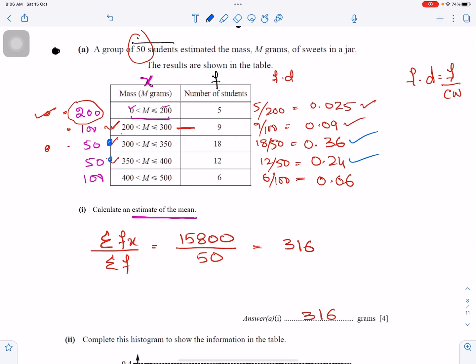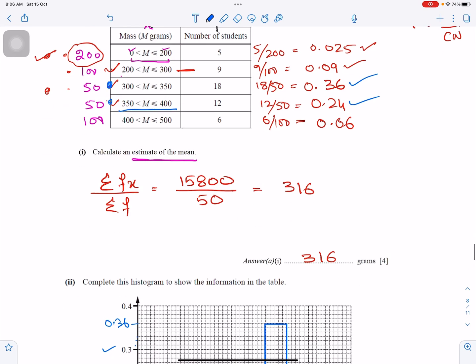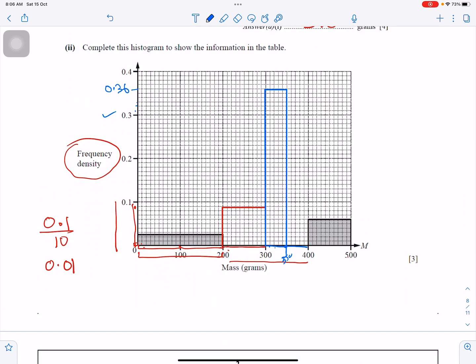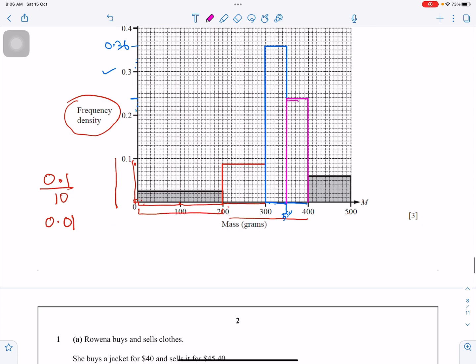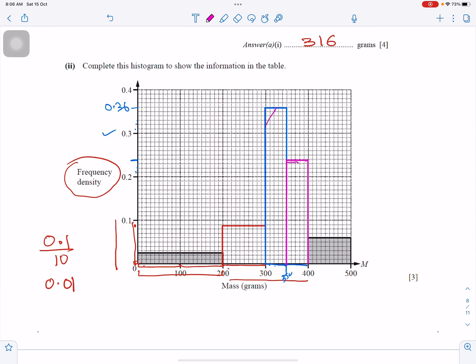Okay, so now let's see. The next one is 0.24. Between 350 and 400, 0.24. 0.2 is here, 1, 2, 3, 4. So it will be here. Okay, so let me change the color again. Okay, so this is how you will complete it, right? And one extra piece of information I would like to give you here, that the area of the bar in a histogram gives you the frequency. So if you multiply 0.36 by 50, you will get the frequency, right?